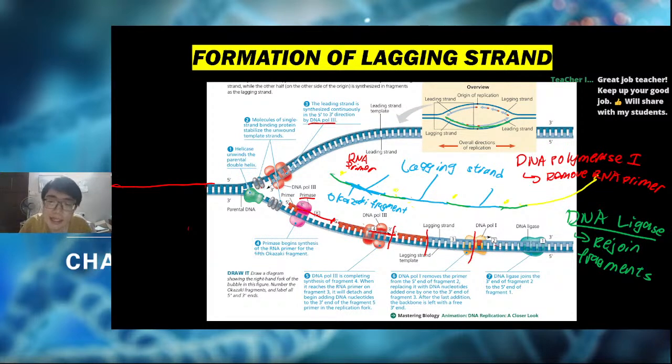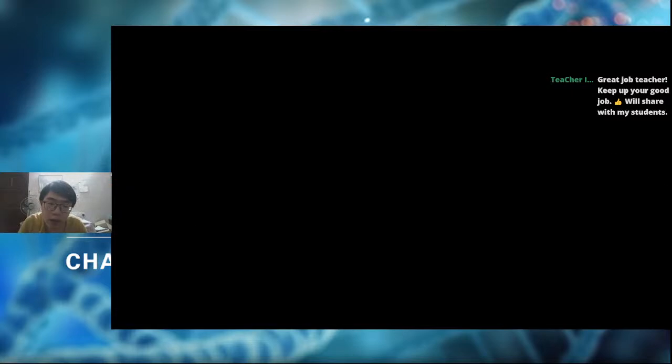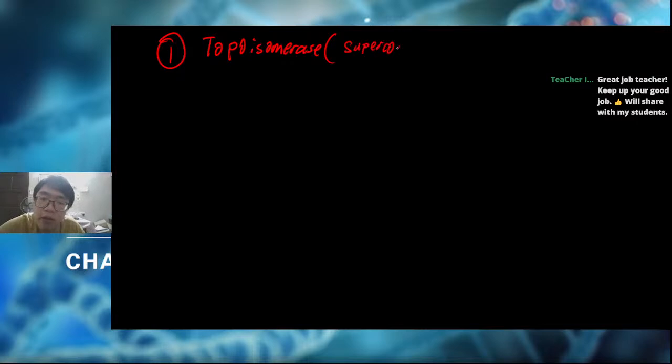So, hopefully you understand. Okay, I just want to revise. The first step of DNA replication is topoisomerase. Its function is to change the DNA from supercoil to circular and then to double helix. Supercoil is type 2 topoisomerase, and circular changing to double helix is type 1.